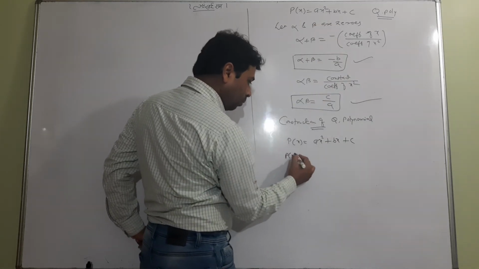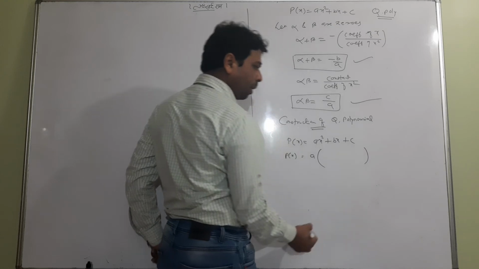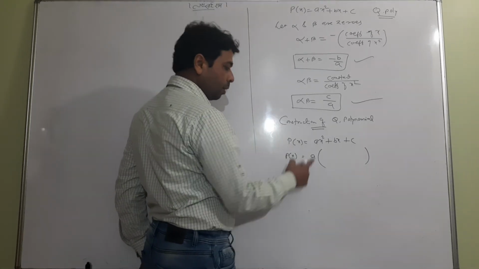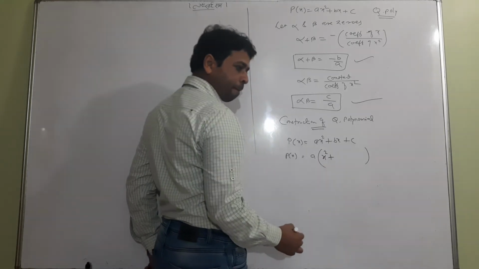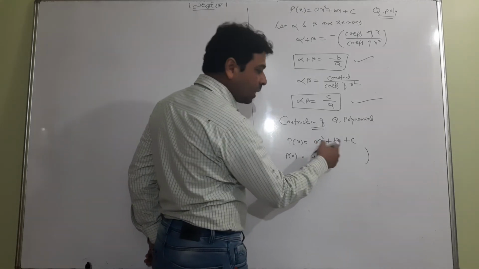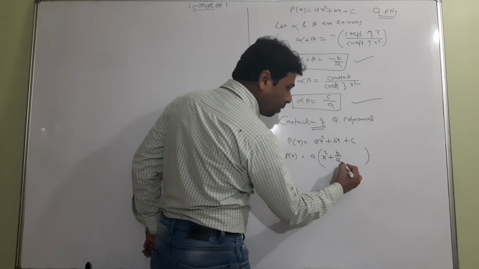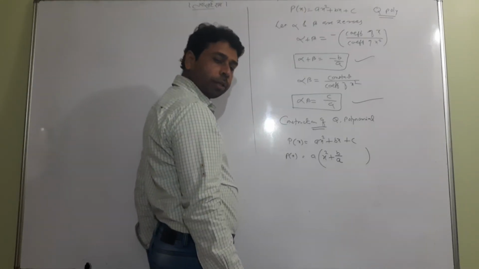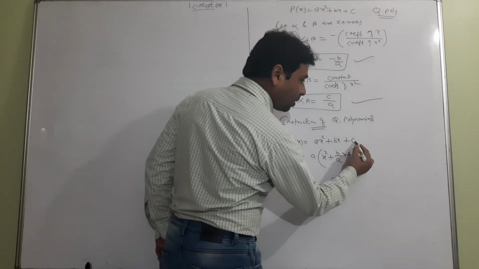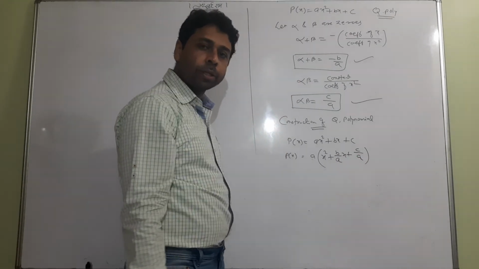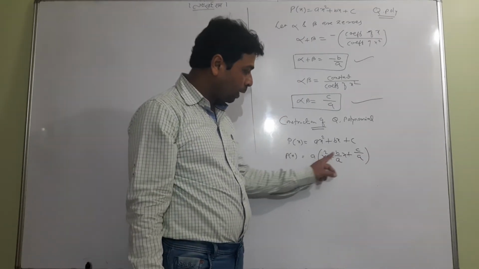I am taking out a common. Sometimes students get confused about taking a common. If a is common, the remaining is x square. Here there is b only, a is not there, so keep a in the denominator. If c is here, a is common, a is not there, so keep a in the denominator. If you are still confused, multiply a in the bracket.